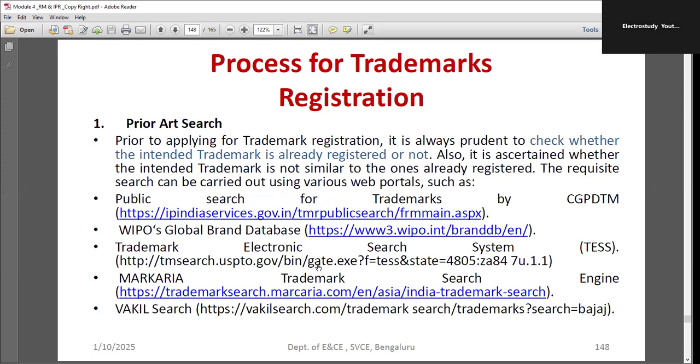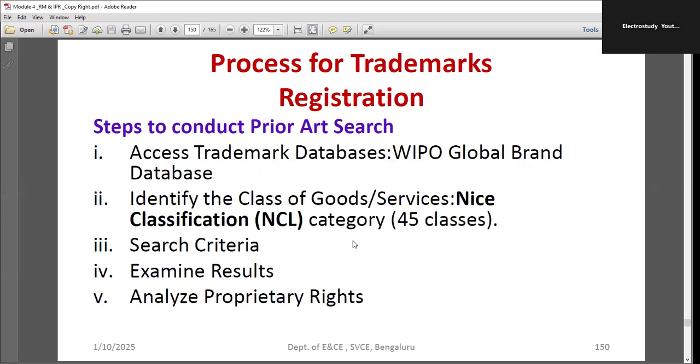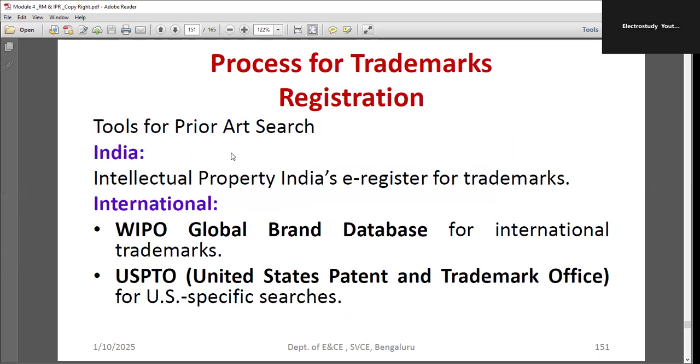This website will really help you out to know whether your symbol already exists. The purpose of prior art search is to ensure uniqueness, avoid legal obligations, and comply with the laws and regulations. The steps are already provided here. You can check it up. Accordingly, you can proceed for the write-up. For India and international, it is a bit different. For India, we need to go for the e-register. For international, we have to visit the WIPO database and the USPTO database if you belong to the United States.